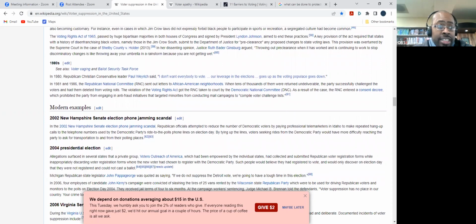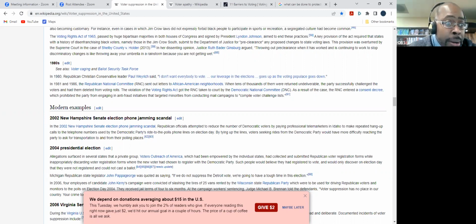There has also been some voter caging. As I mentioned before, voter caging simply means that if I send you a piece of mail and it comes back undeliverable, I'm going to say, well, this person is acting fraudulent, and in the case of voting, your name will automatically be removed from the voters' roll. So that's what voter caging is.